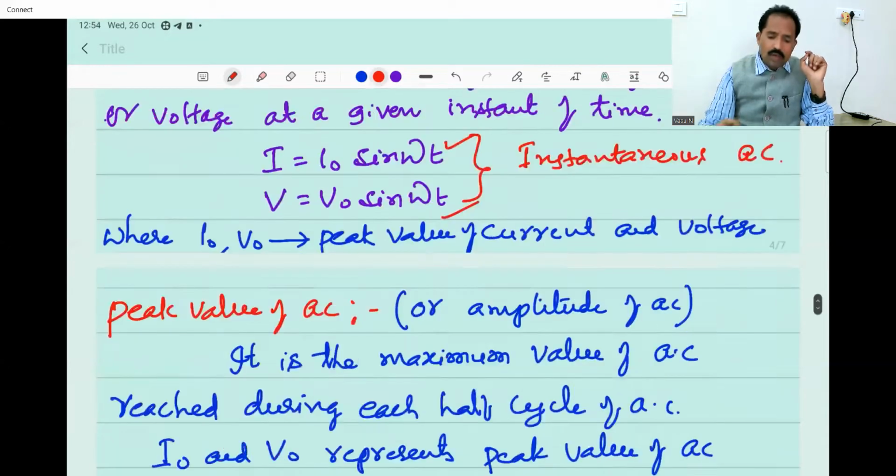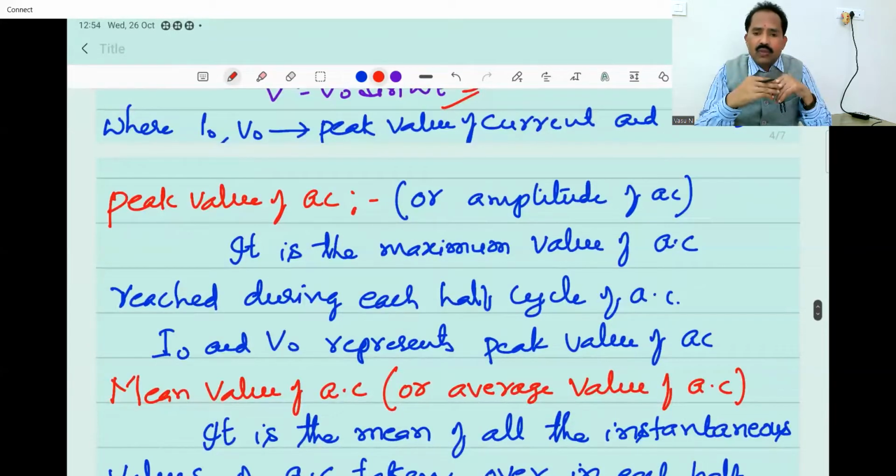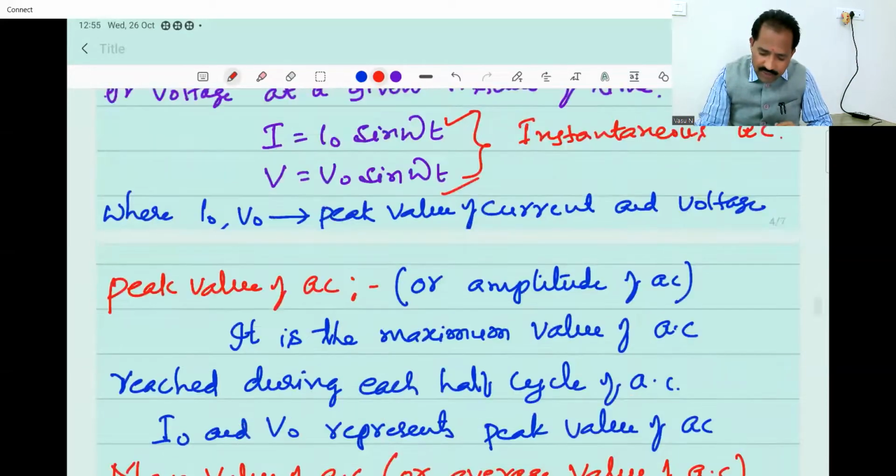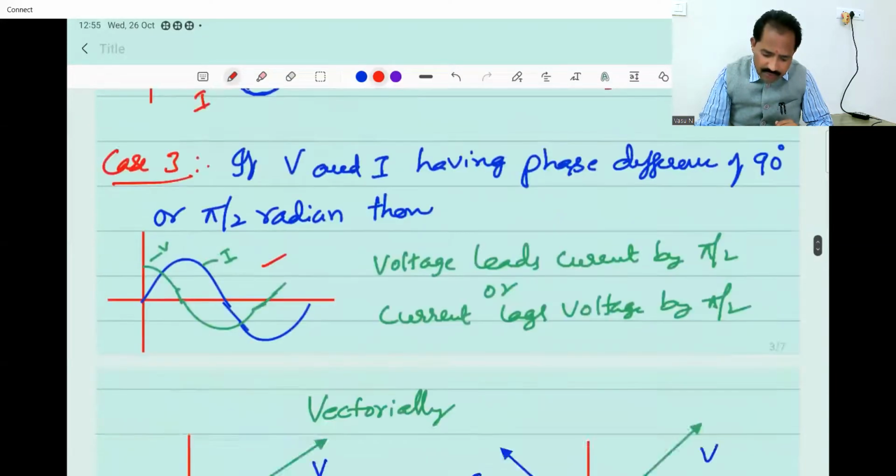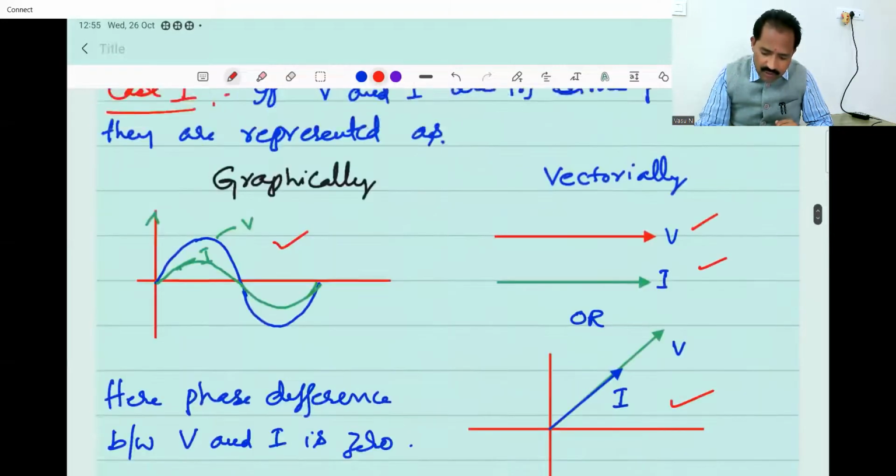Then what is called the peak value of AC? Peak value of AC, or amplitude of AC, mean the same. Children, it is the maximum value of AC reached, or attained, during each half cycle of AC. They are represented as I naught and V naught. So I naught and V naught represent the peak value of AC. So in the graph you can see, I will show you the graph, I mean this one.